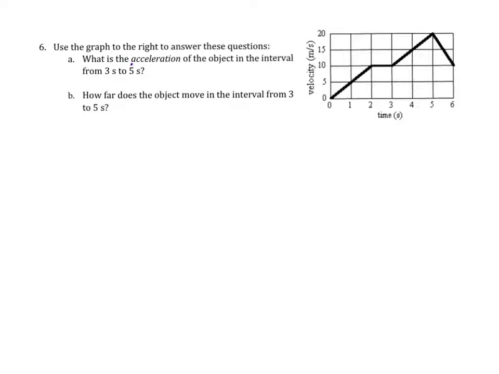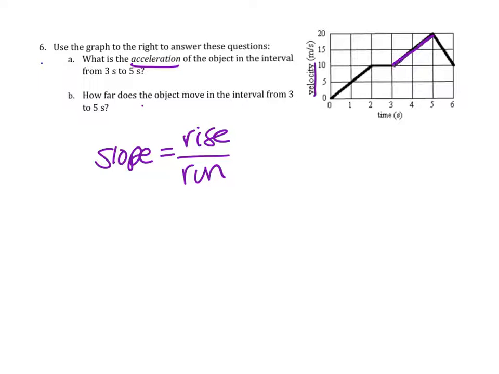So to find acceleration on a velocity graph, you are going to use slope to do that, which is rise over run. And then from 3 to 5 seconds, that's this line right here. So our rise goes from 10 up to 20, so your rise is a positive 10. And that goes from 3 to 5 seconds, so that would be a 2-second difference.